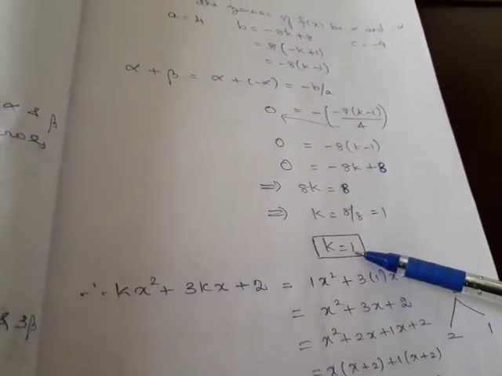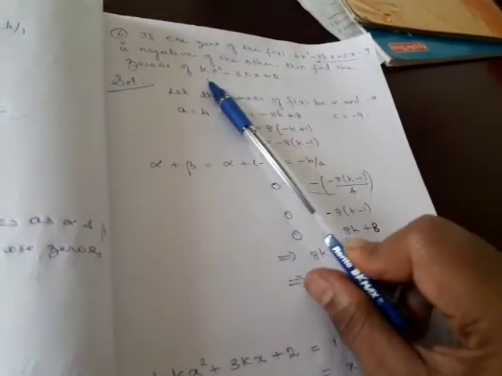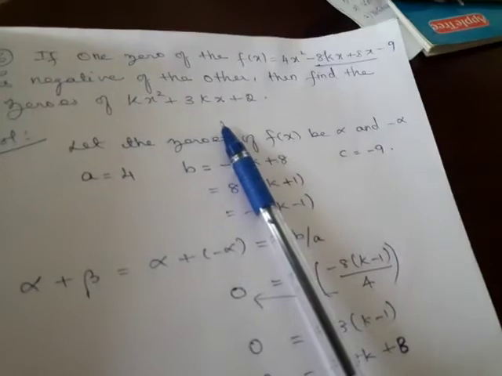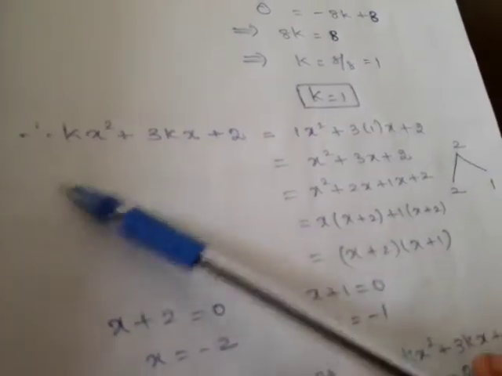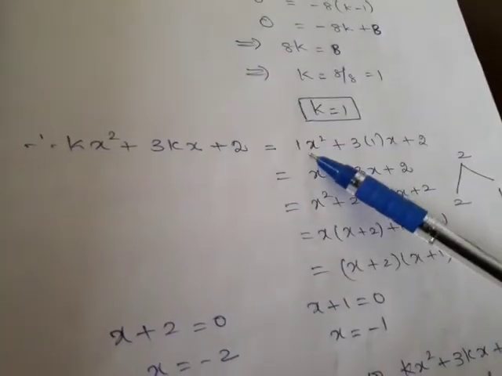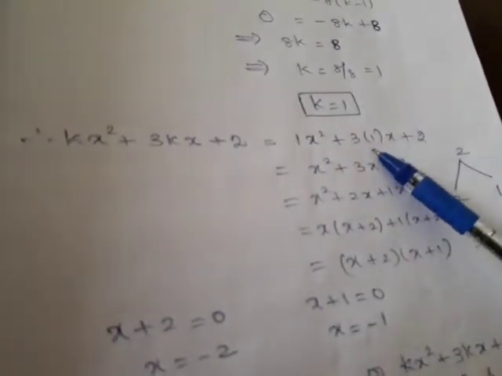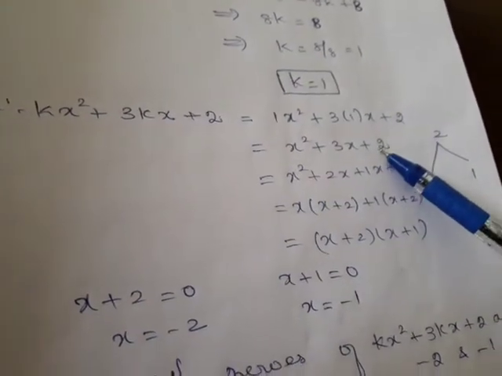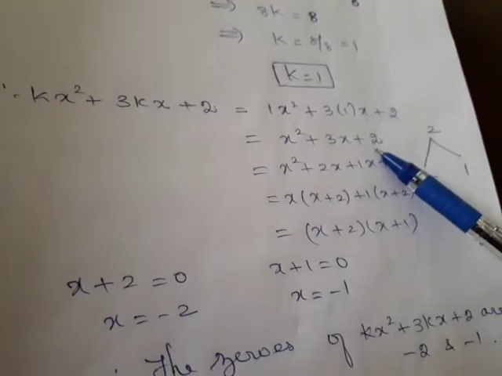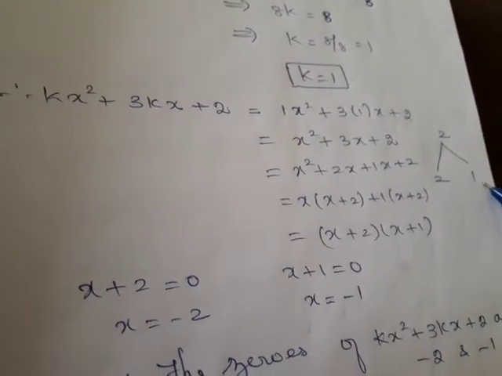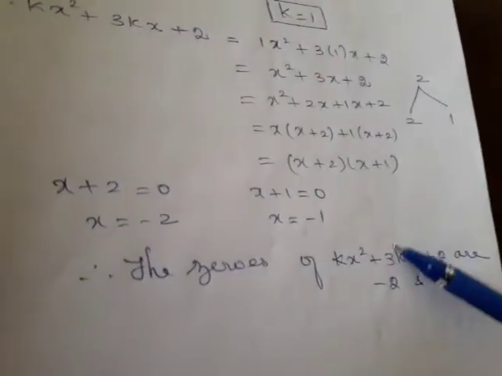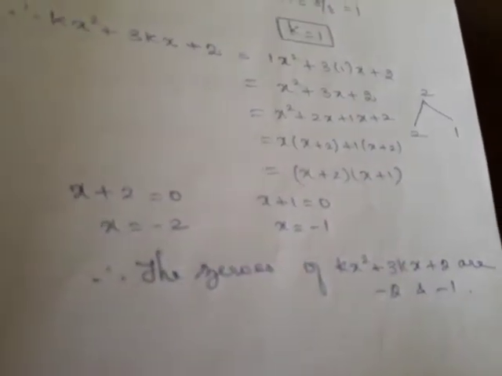After finding the value of k, you have to substitute it in the given polynomial, because our aim is to find the zeros of this polynomial only. So I have substituted the value of k in the given polynomial. In place of k, you replace it with 1: 1 into x² plus 3 into 1 into x plus 2. Now we obtained the new quadratic polynomial. We know how to factorize this by splitting the middle term. So split the middle term and find the zeros. The zeros are −2 and −1.